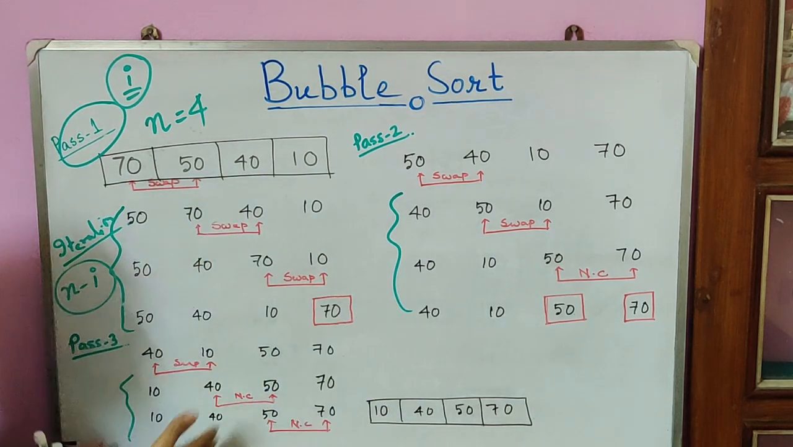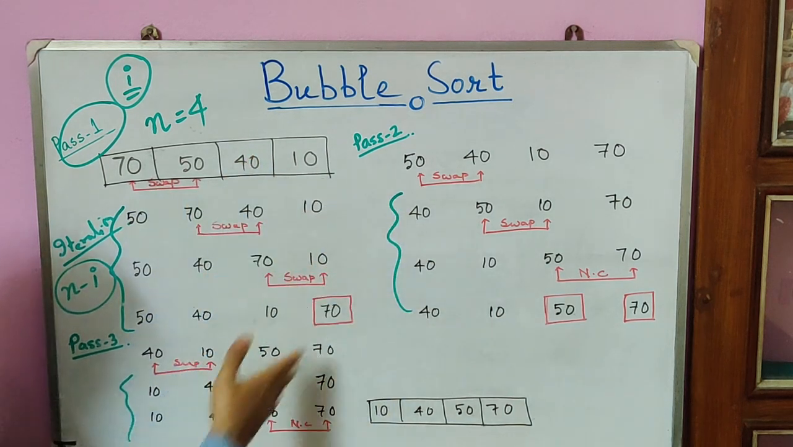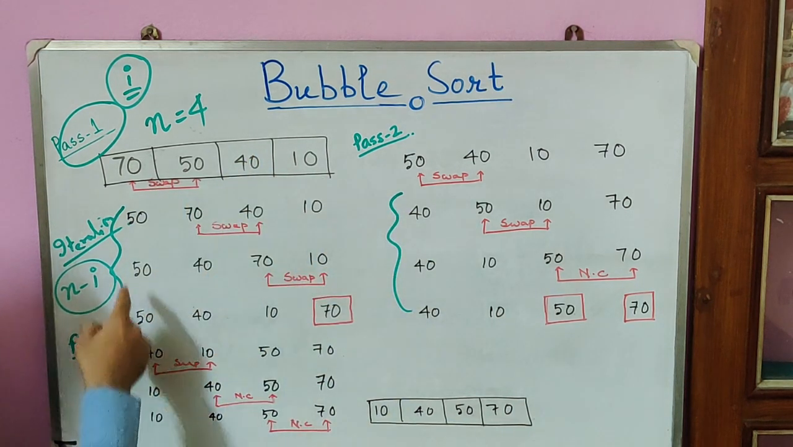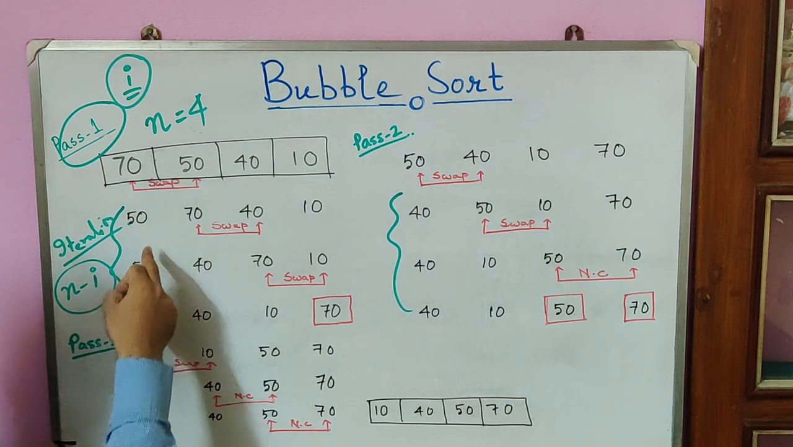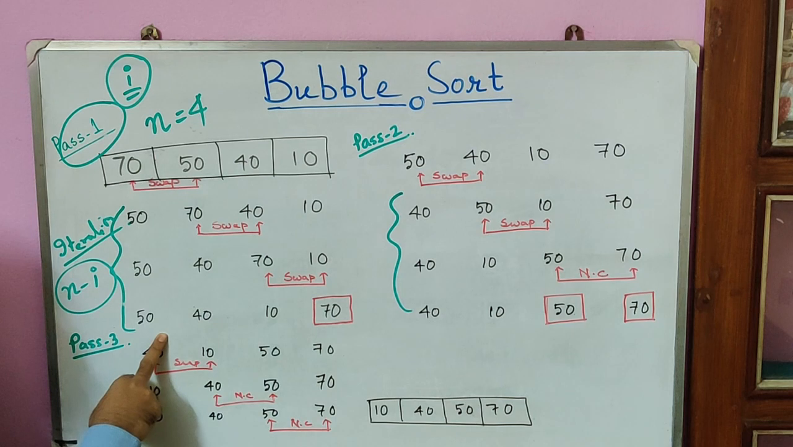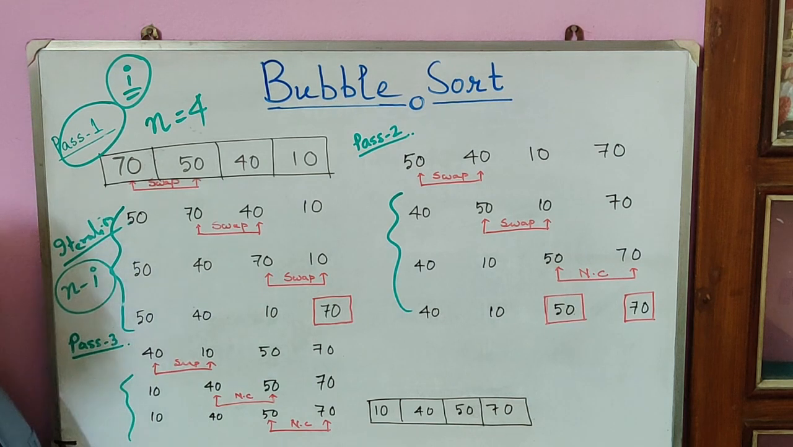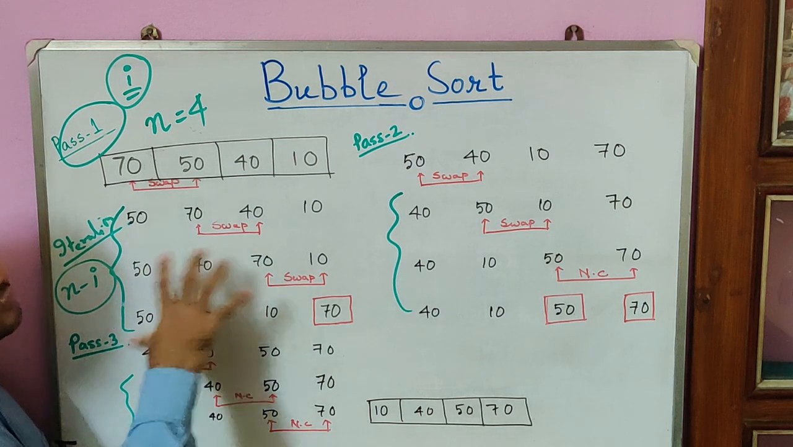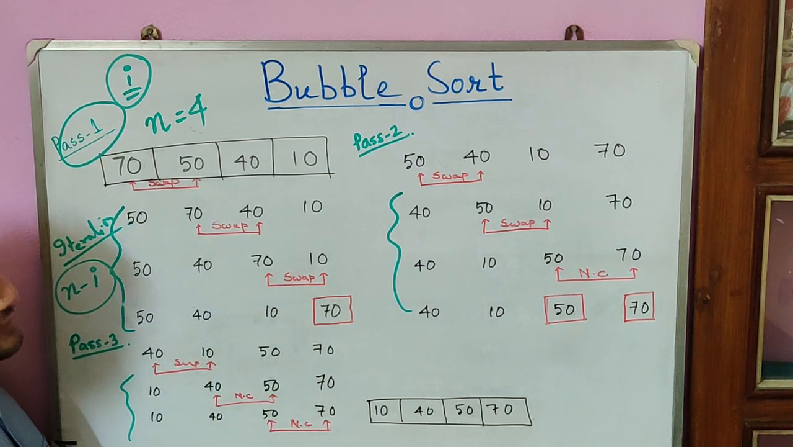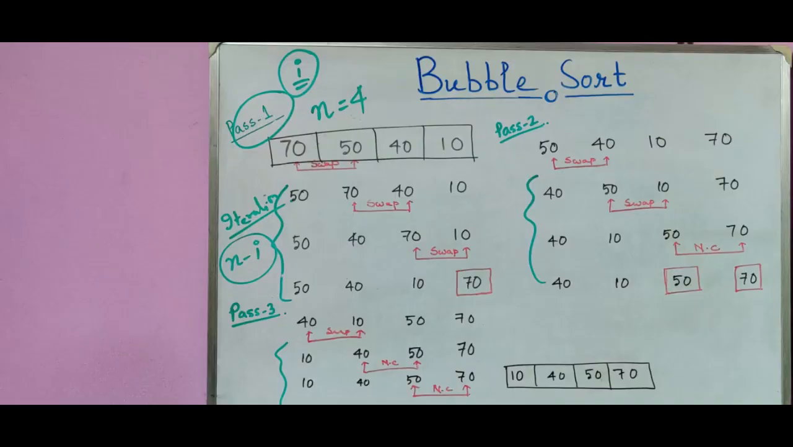In pass 2 and pass 3 also, you can see 4 elements, so we need 3 passes, and in 3 passes we need 3 iterations. You can see the first iteration, second iteration and third iteration. After this one, I think all of you should take any numbers, any elements, and do this in your copy. Otherwise you will get confused every time. So you need to practice it, then I will explain the programming part. All of you practice this first.